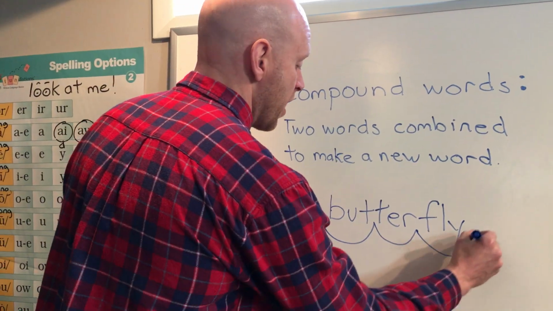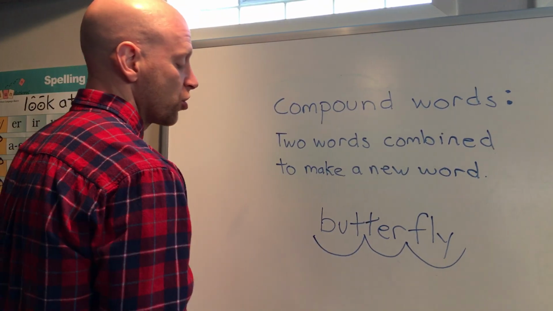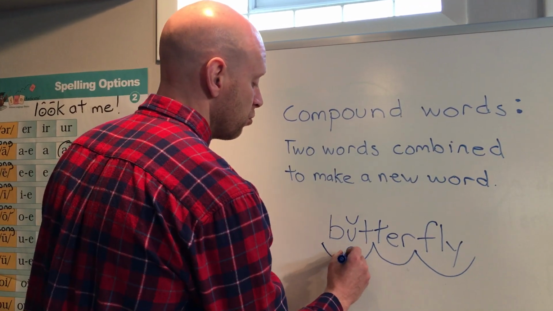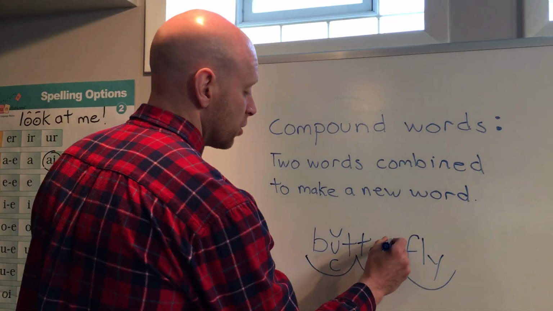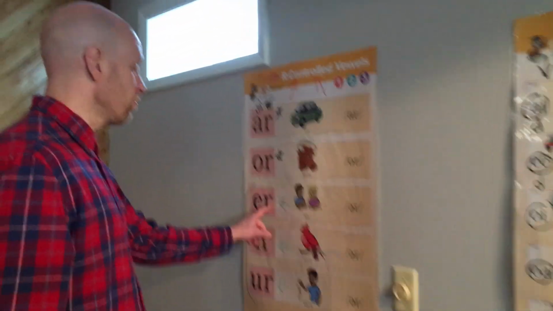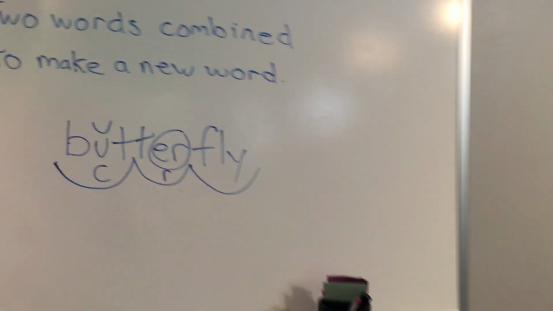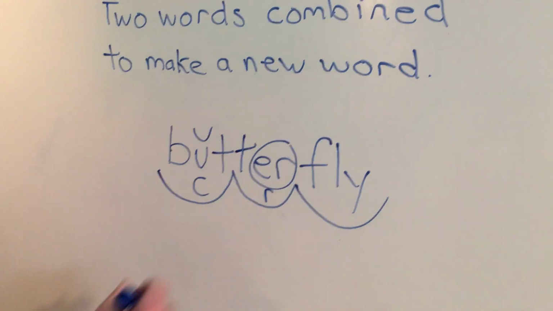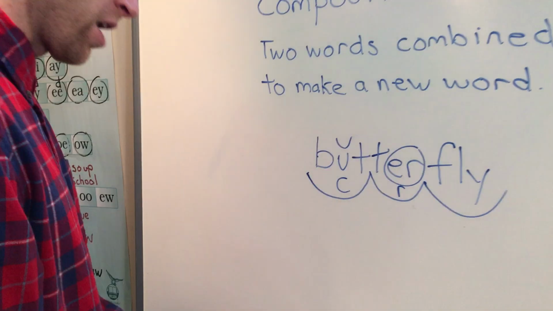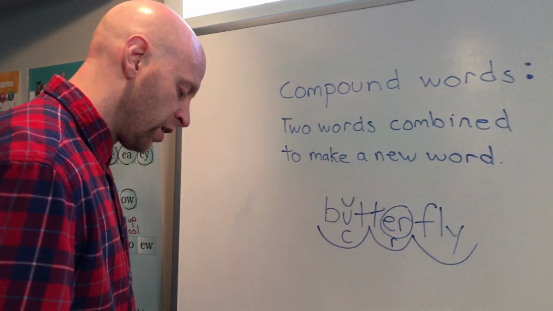And then fly. That's a short U, so we give it a breve. It's a closed syllable. We circle that, because if we come over here, it's an R-controlled vowel. So we're going to put an R underneath it. And that Y, it's that crybaby rule. That Y makes that I sound. Okay?